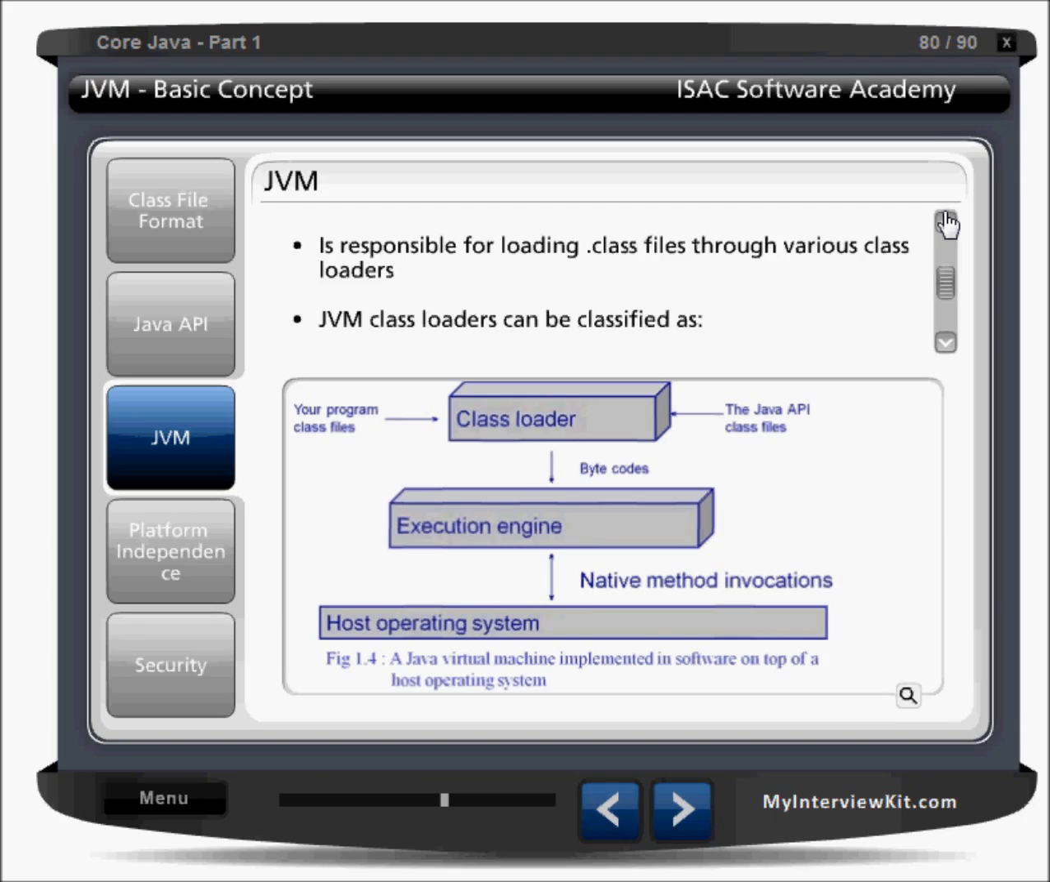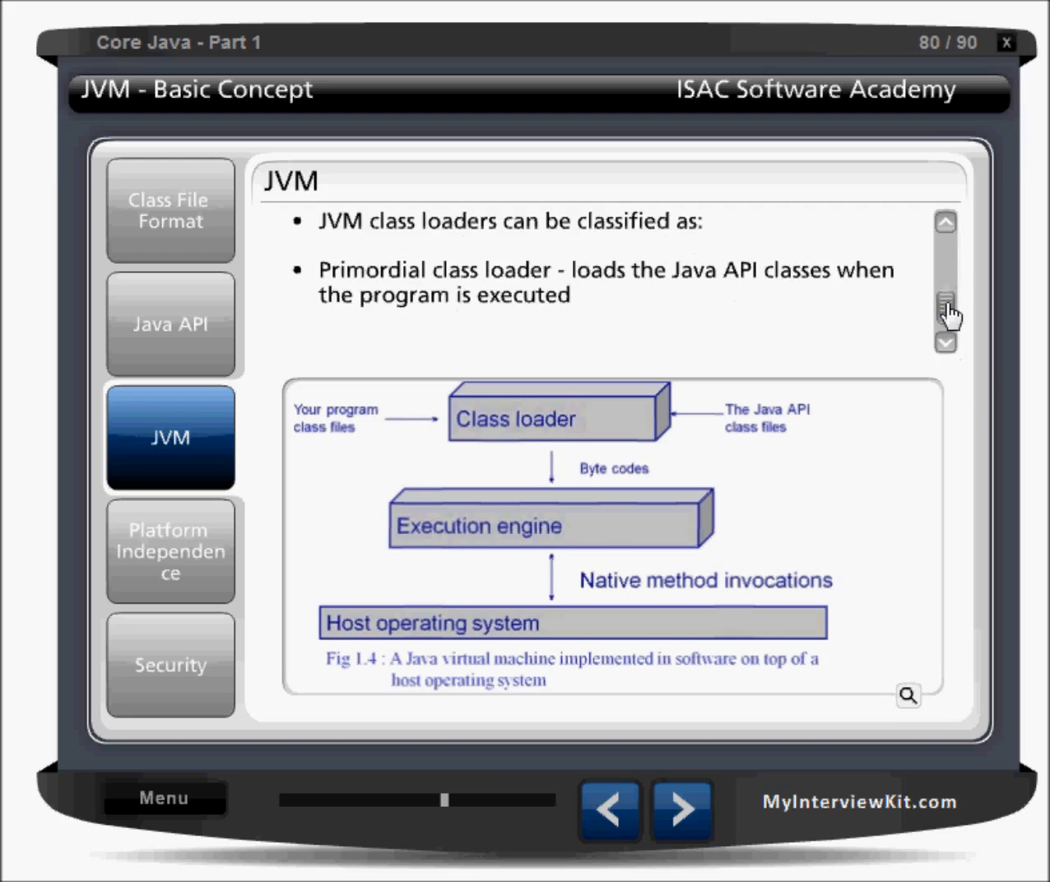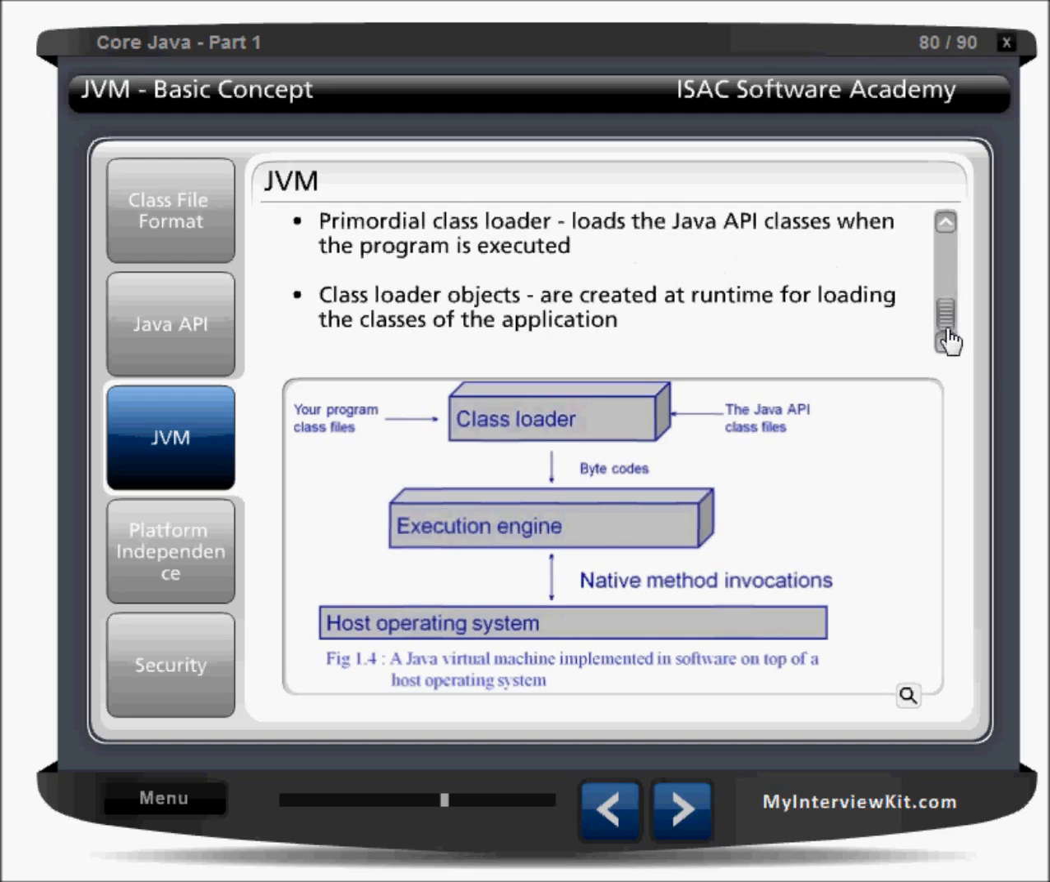So JVM class loaders can be classified as the primordial class loader and the class loader object. So we have these two. The primordial class loader helps initially to load some API classes when the program is executed. Now another is the class loader object. What this does is, if you are running your program and during runtime you need some classes, this will load them into your application.